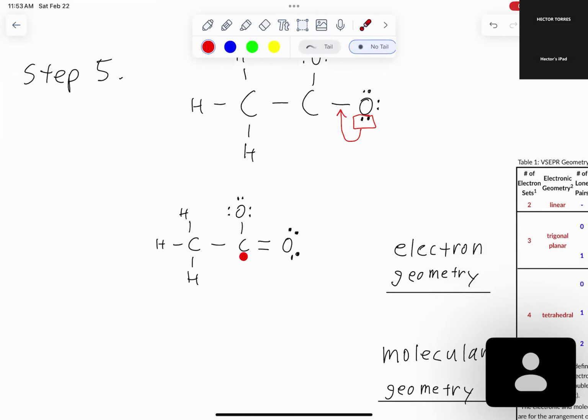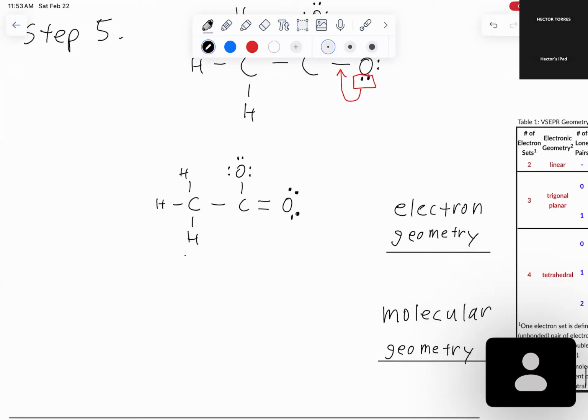Now let's see if this carbon has a full octet. So we have 2, 4, 6, 8 electrons around it. So this one has a full octet. Let's double check the oxygen, make sure that one's good. It has 2 bonds here, and each of those has 2 electrons, so that's 4 right here. This is going to be 6, and this will make a total of 8 electrons in that oxygen. So that one has a full octet, making it stable. So this is going to be our final Lewis structure.